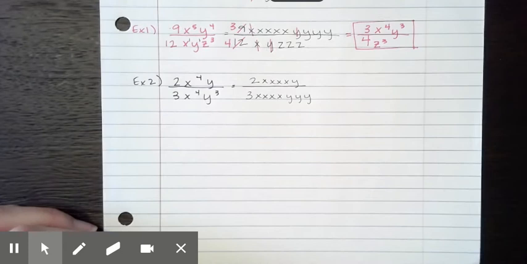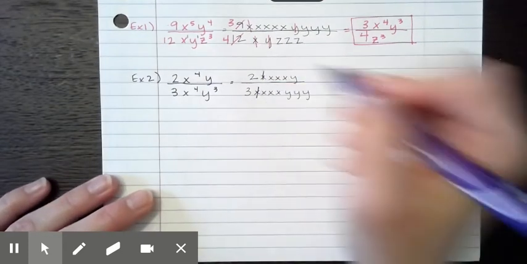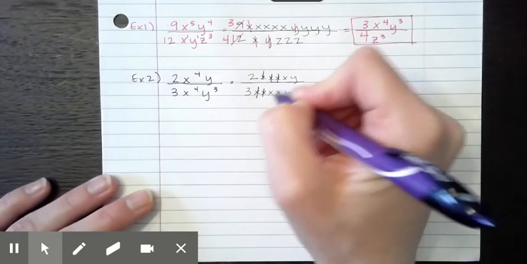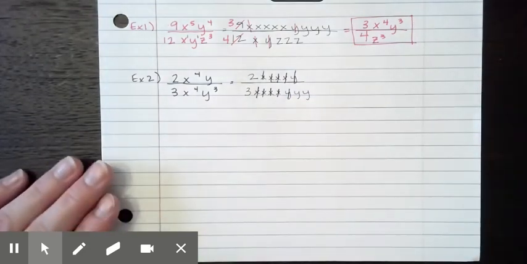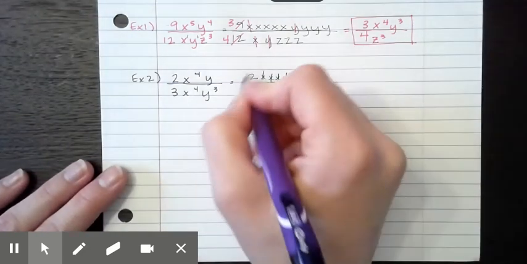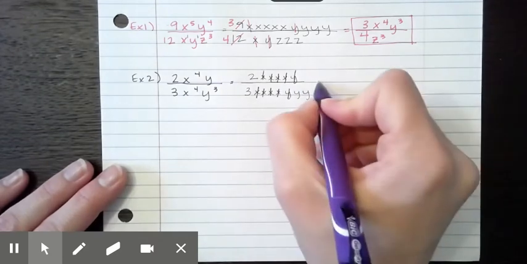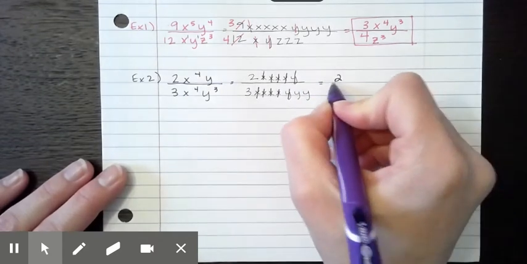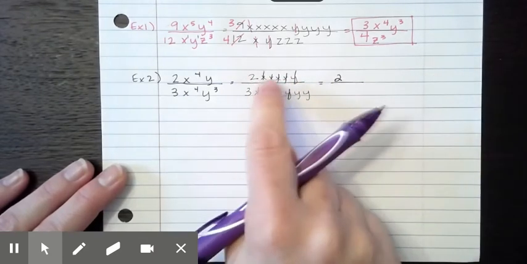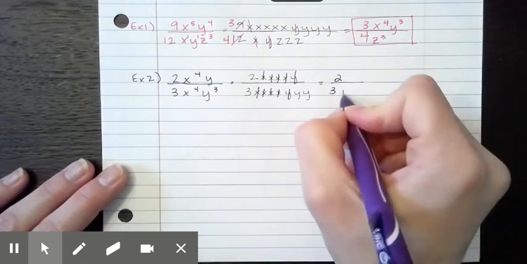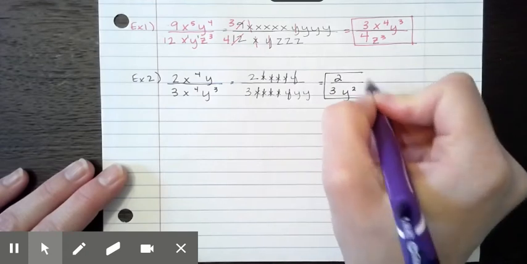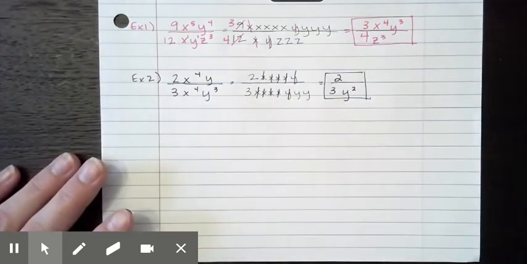I can't simplify it. But there are some duplicate x's. Oh, wow. All the x's are duplicate. And there are some duplicate y's. And then I have everything simplified and there's no duplicate, so I can just rewrite it as 2 in the numerator. There's nothing else. Everything crossed out. 3 in the denominator and 2 y's in the denominator.